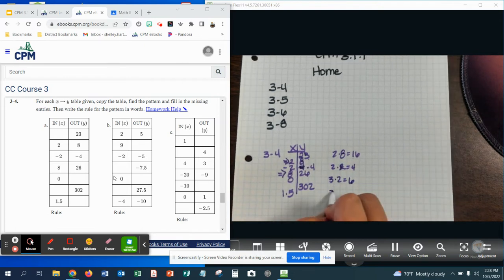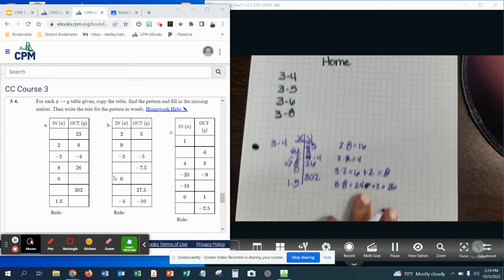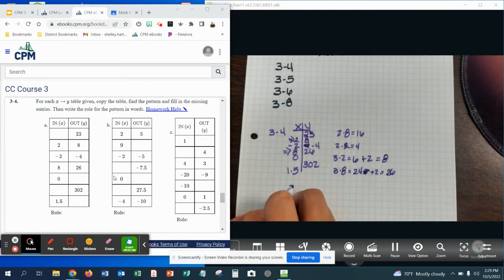What if we did 3 times 8? That's going to equal 24. So that's closer. Should we, if that was the case, add 2? That would be 8 for the 2 and 8. If we add 2 to this one, we would get 26. So would our number be, if our equation was 3x plus 2, would it work for all of them?